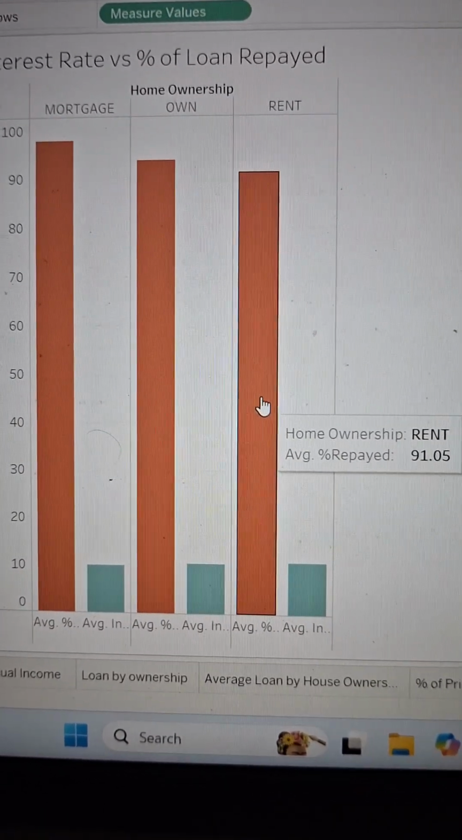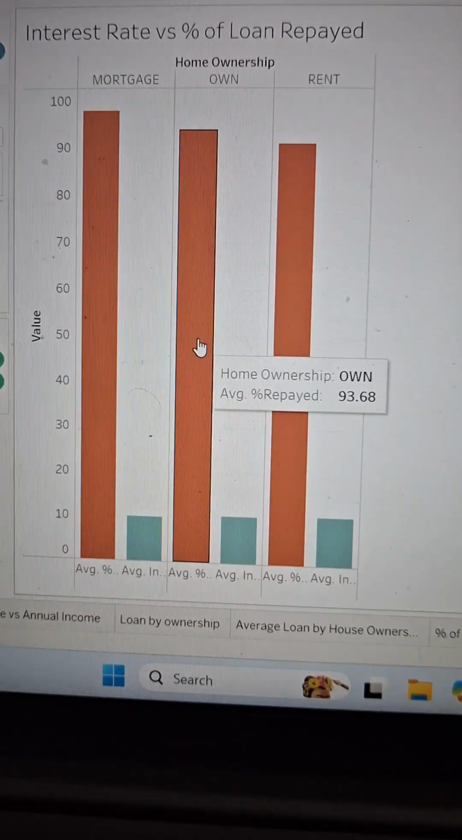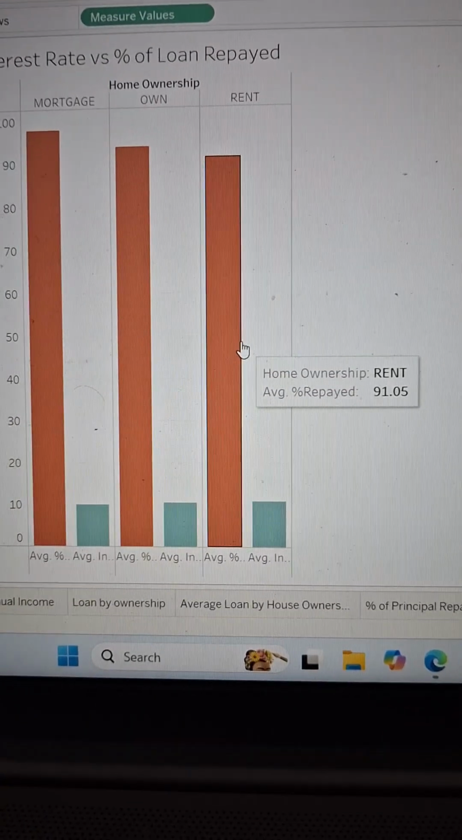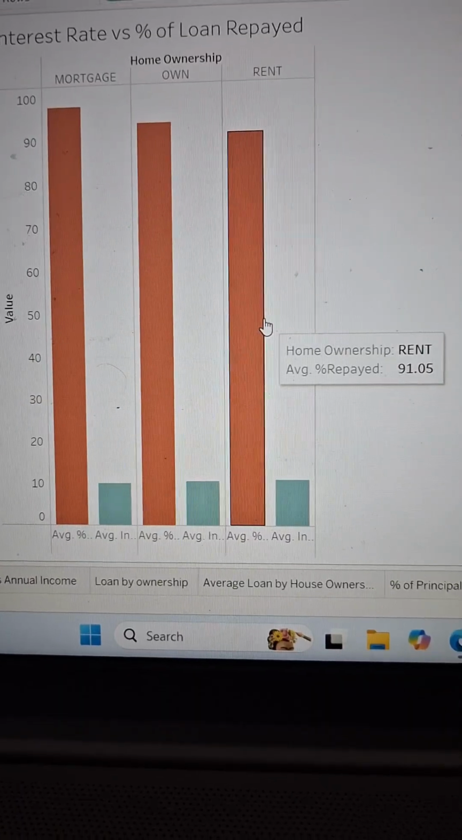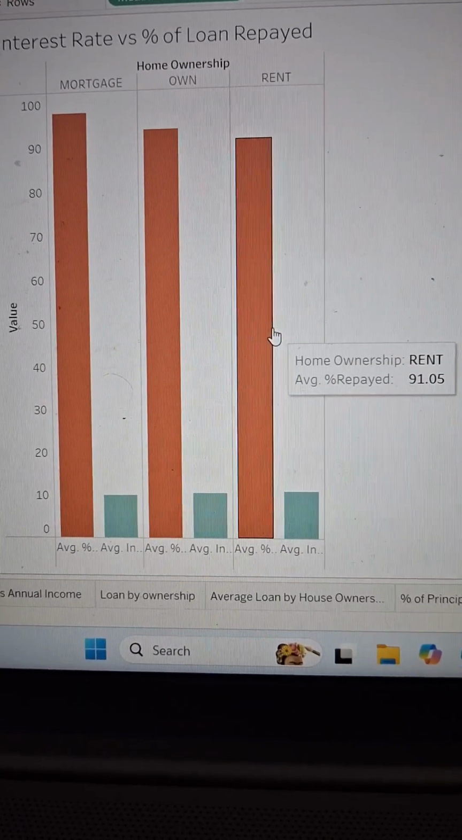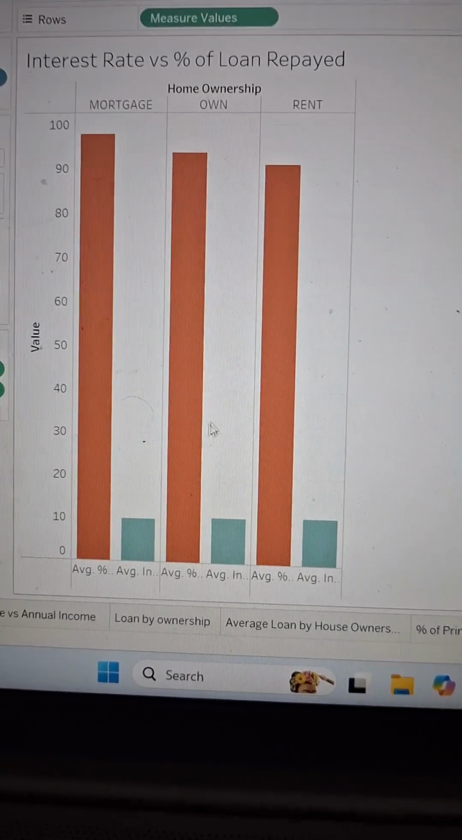Loan is not the right word here. Actually, 93.68% of the total principal amount of the loan taken is repaid. And here the people who live in rented houses have paid back 91.05% of the principal amount to the bank. So this is the comparison of the loan repaid, the percentage of principal amount repaid.